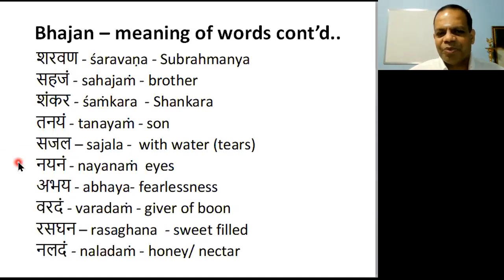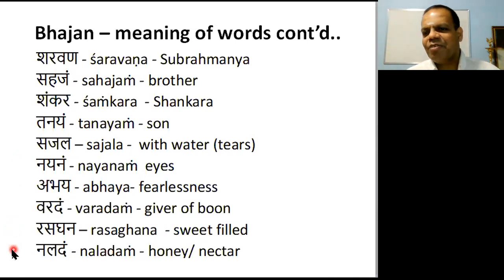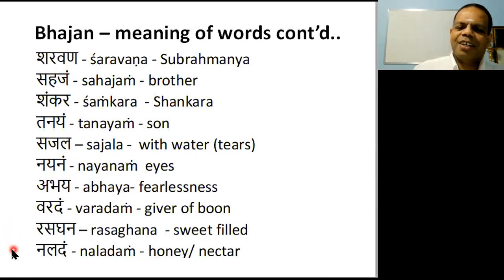So Sajala Nayanam. Abhaya Varadam. Abhaya means fearlessness. Varadam, he gives that boon of Abhaya. Abhaya Varadam means he will grant us the boon of fearlessness. Rasa Ghana Naladam. Rasa means sweet, nectar, essence. Ghana means filled. He's honey itself, which is full of sweetness, filled with so much sweetness. That is Rasa Ghana Naladam.